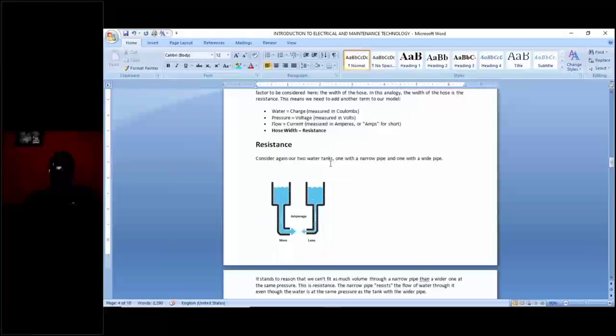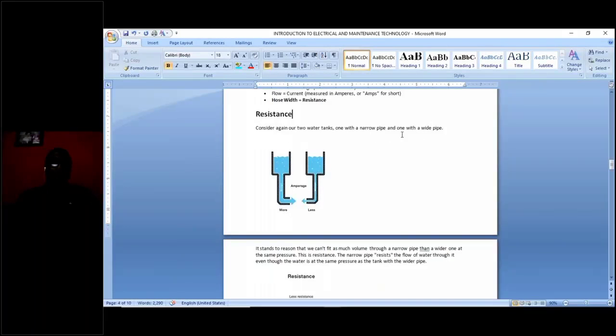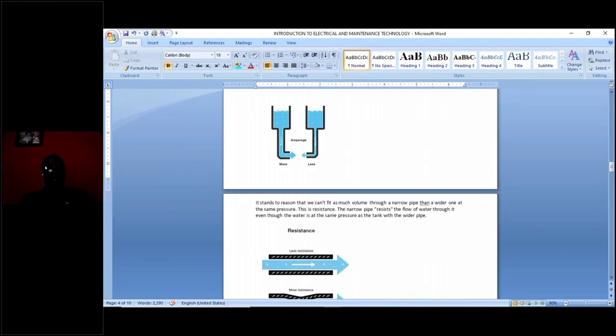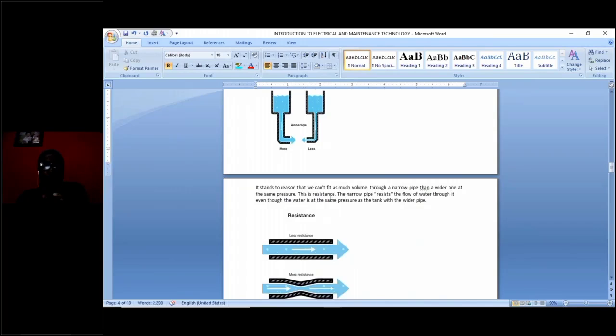So let's look at resistance, the third parameter. We are still looking at our water tanks, one with a narrow pipe and one with a wider pipe. It stands to reason that we can't fit as much volume through a narrow pipe as we can through a wider one at the same pressure. It is just basic common sense.